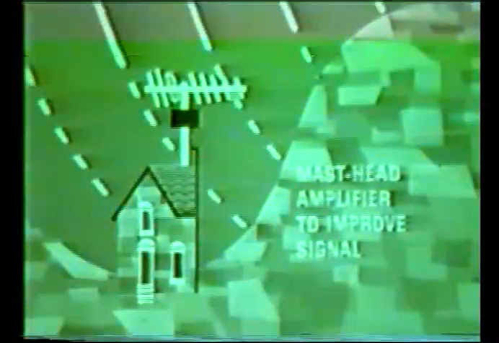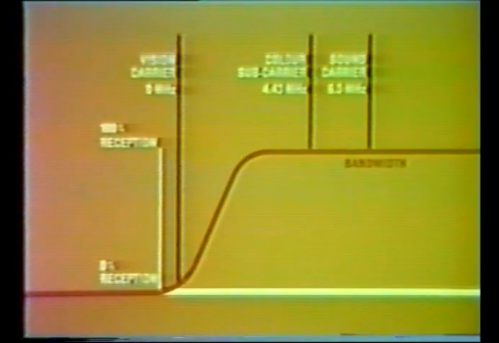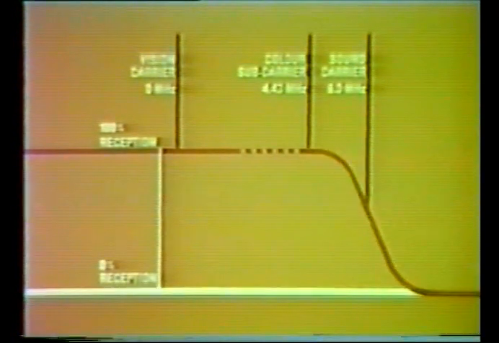From insufficient signal, we move to incorrect bandwidth. It is important that the response at the color subcarrier frequency is similar to that of the vision carrier frequency. If the aerial bandwidth is incorrect, one or other of these will probably be low. An aerial chosen for the correct group of channels in your area should be used.